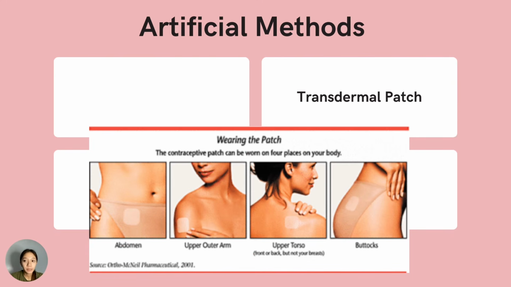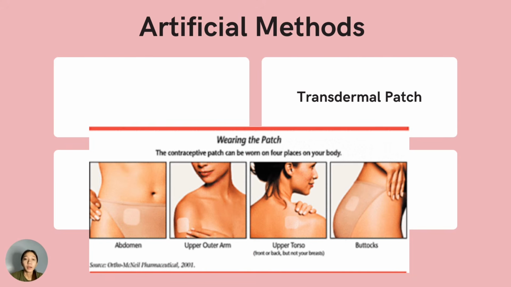For 3 weeks, the woman should apply one patch every week on the following areas. So where do we place this? Upper outer arm, upper torso, abdomen, or buttocks. So at the 4th week, no patch is applied because there would be a menstrual flow. So the area where the patch is applied should be clean, dry, free from any applications.